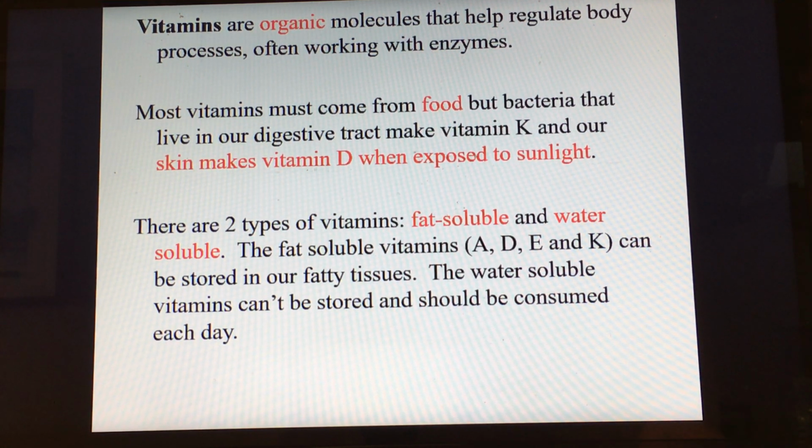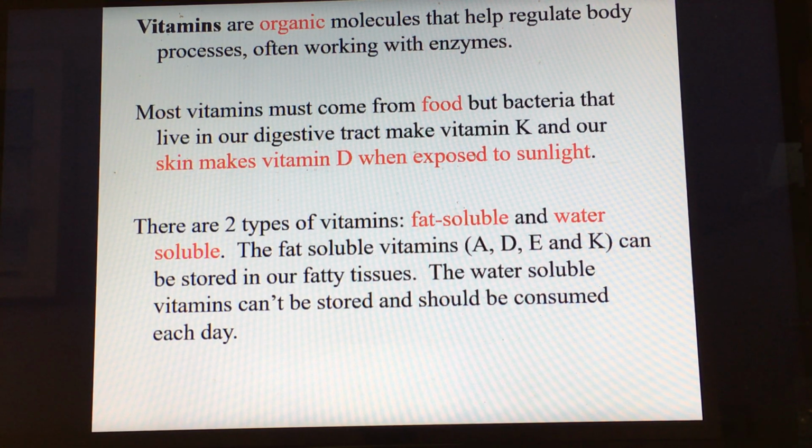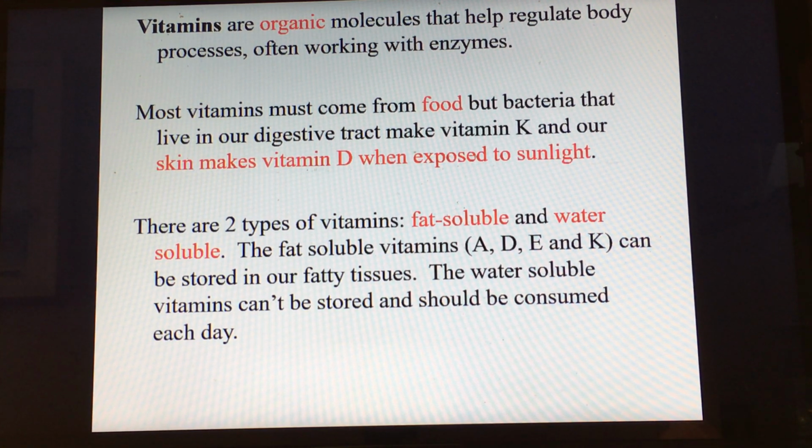So vitamins are organic molecules that help regulate the body, and they often are coenzymes. Most of our vitamins come from food, but there are some bacteria that live in our digestive system that make vitamin K, and our skin makes vitamin D when we're exposed to sunlight. Vitamin D is very common for us to not be making enough of, especially in the winter when we don't get enough exposure to sunlight up in the northern hemisphere. If we were living in the southern hemisphere, we probably wouldn't be as likely to be vitamin D deficient.